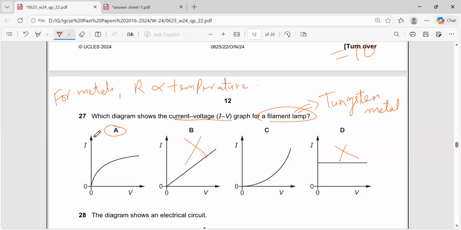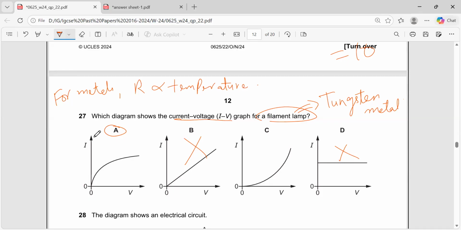Please stay connected. Resistance is directly proportional to temperature. Why? We know from IGCSE physics, the very first chapter of thermal physics, that temperature is the average kinetic energy of individual particles in a body. So if the temperature is increased for a metal, it means the kinetic energy of the particles, especially the electrons, will be increased. So they will be moving faster.